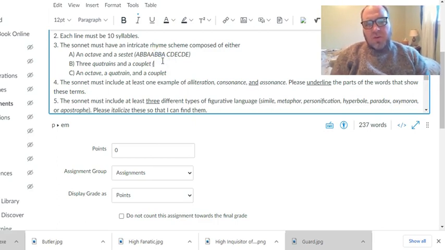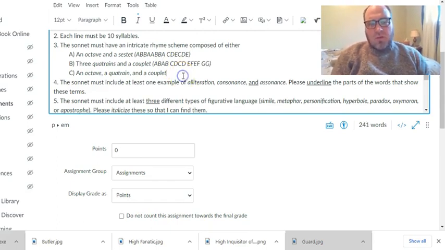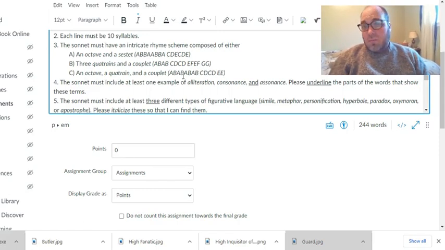You could use a Shakespearean rhyme scheme for three quatrains and a couplet, A, B, A, B, C, D, C, D, E, F, E, F, G, G. Or you could use the rhyme scheme, for example, that Sidney used in Sonnet 39, which is an octave, a quatrain, and a couplet. A, B, B, B, C, D, E. Any of those rhyme schemes is fine, or you can make up your own. I'm not picky. I just need to know what the rhyme scheme is. So go ahead and put the letters down the right side of your page so I can see that.